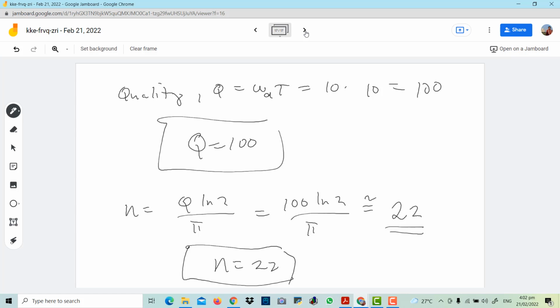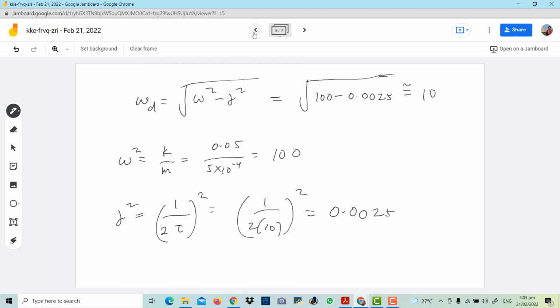So, after 22 oscillations, its amplitude is halved. Its amplitude is halved. So that's the number of oscillations for this problem.